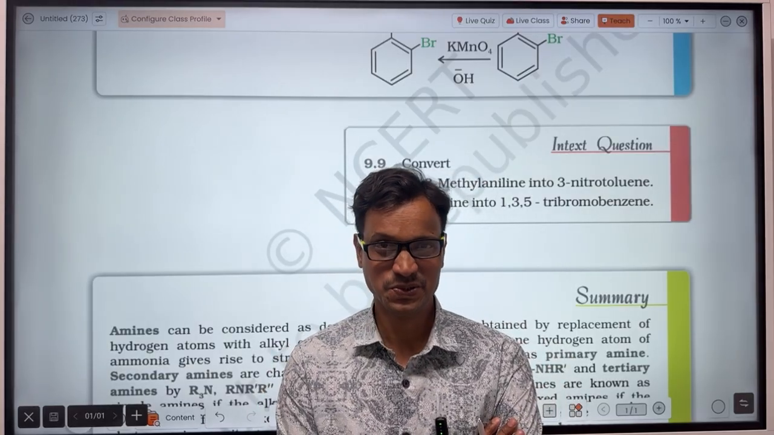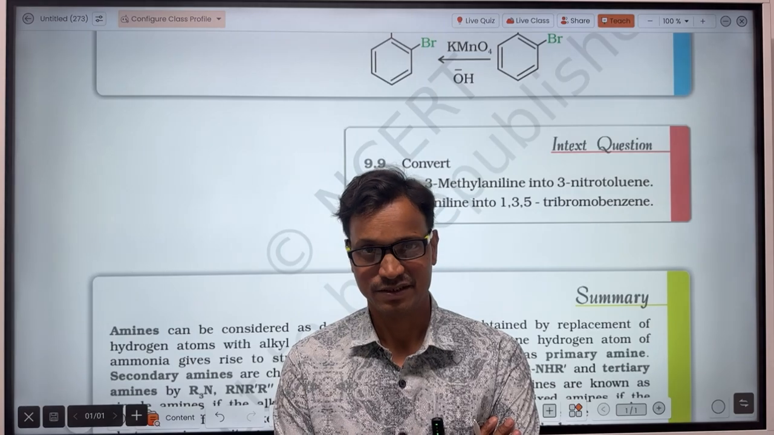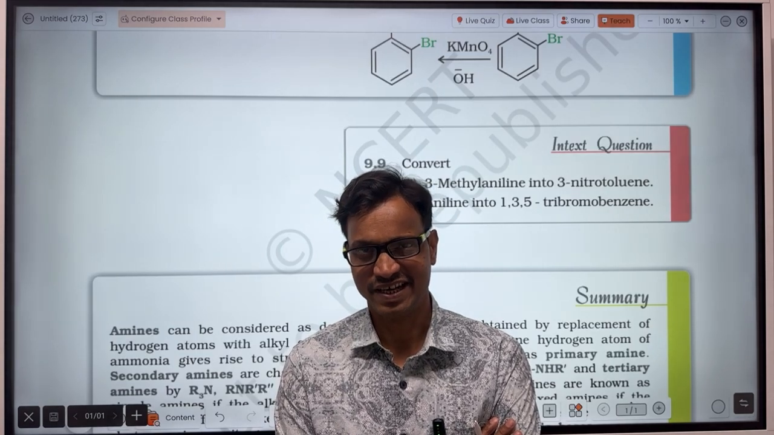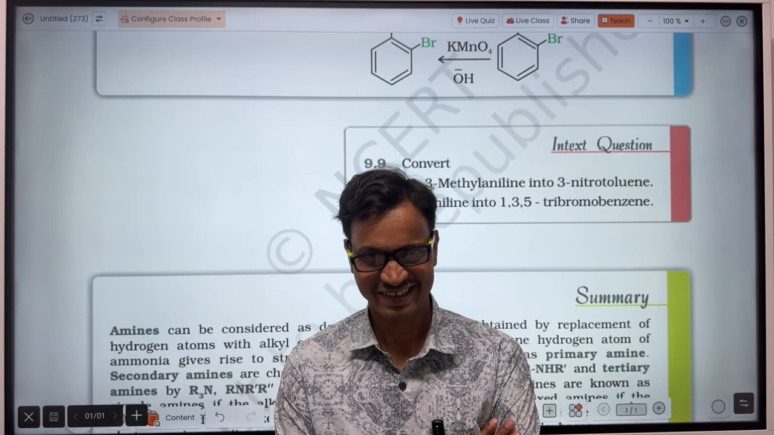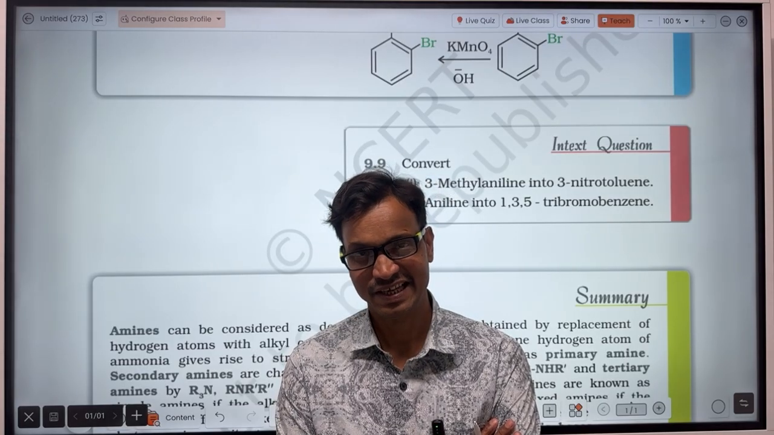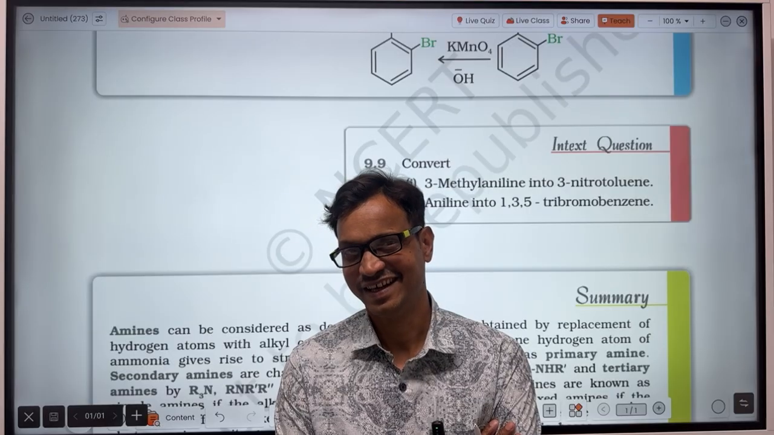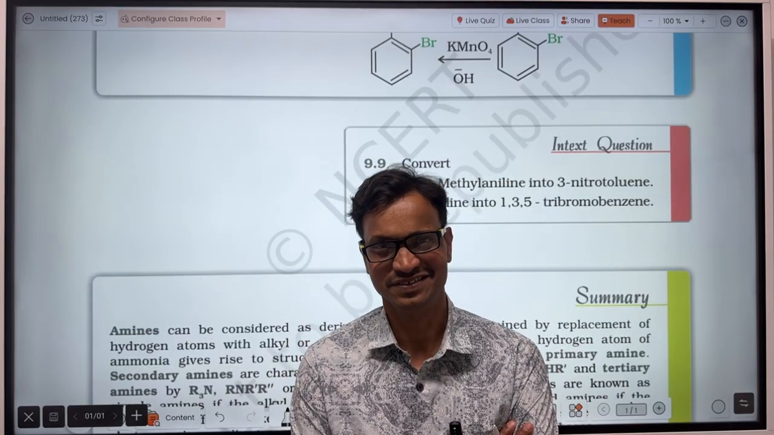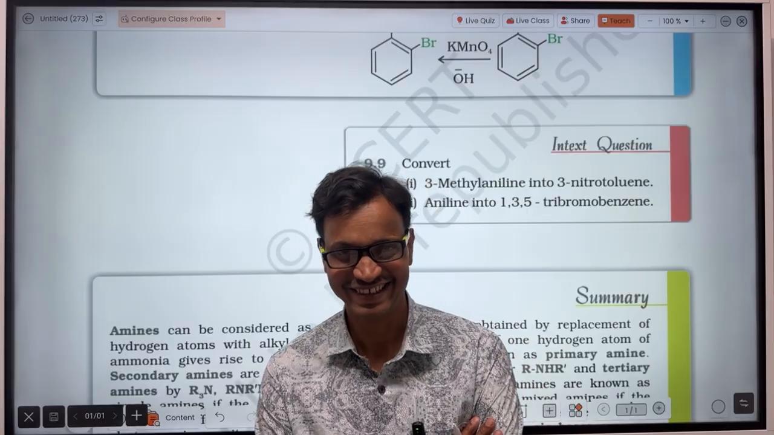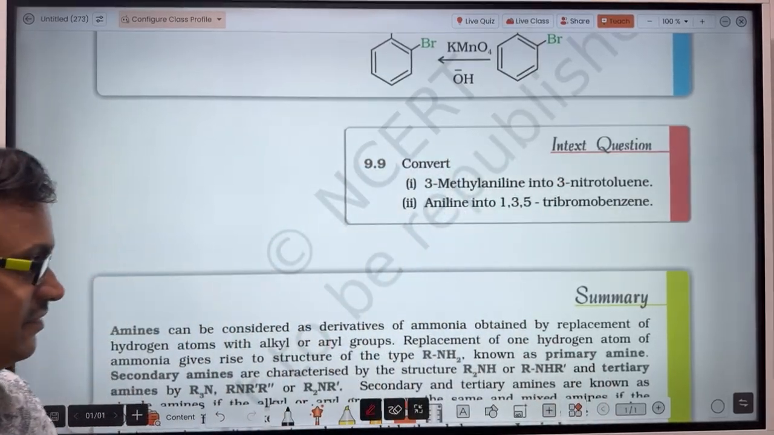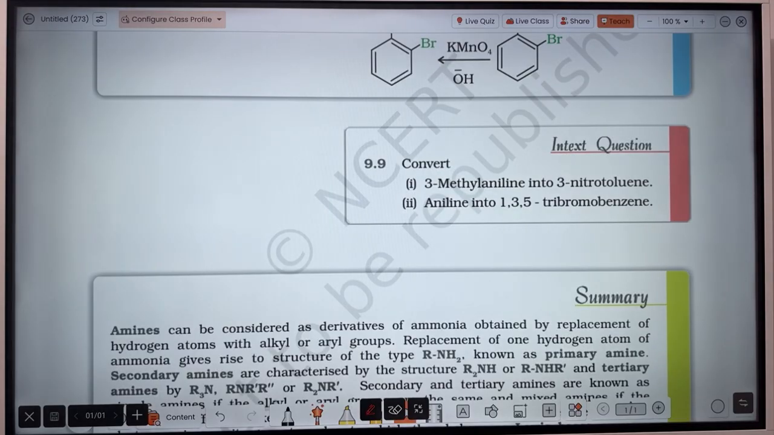Recall that we were decreasing the electron cloud density at the nitrogen atom. And how was that? The aniline was reacting with acid anhydride, and after that the bromination was done. Recall the previous reactions of this chapter only, not of the other chapter. So aniline here, it's very easy.